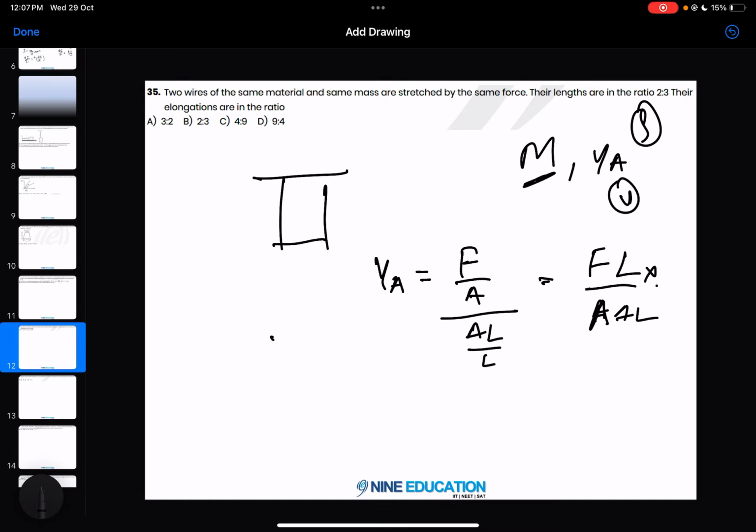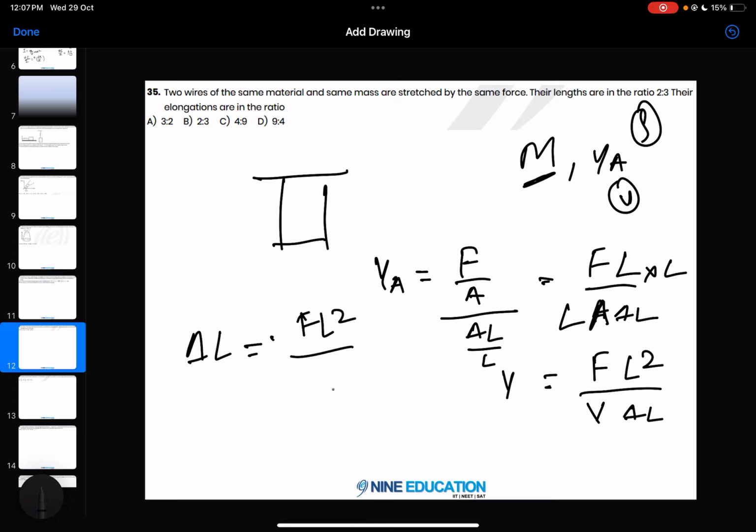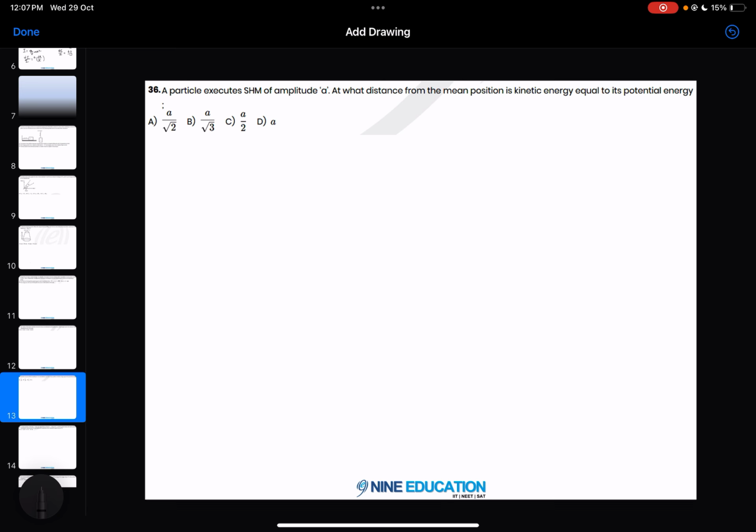Now if you multiply L in numerator and denominator, this will become FL square by volume into delta L, and since Young's modulus is same for both, delta L is proportional to FL square, volume is constant. So delta L is proportional to L square, elongation is proportional to length square. So their lengths are in ratio 2:3, their elongation will be in ratio of their square, which will be 4:9.